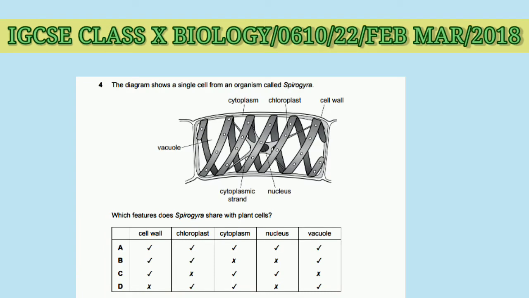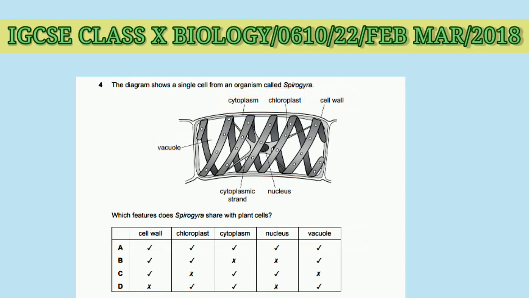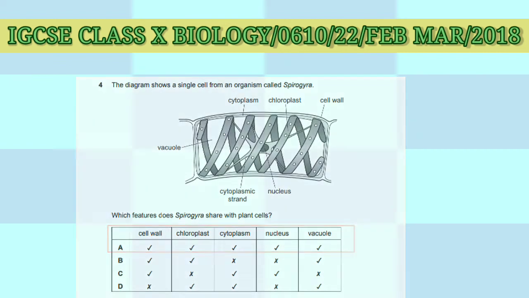Fourth question. The diagram shows a single cell from an organism called Spirogyra. Which features does Spirogyra share with plant cells? Cell wall present in both, chloroplast present in both, cytoplasm it is present in both, nucleus is also present in both, and lastly vacuole is also present in plant cell and Spirogyra. So correct option is A. Plant cells and Spirogyra both show presence of cell wall, chloroplast, cytoplasm, nucleus and vacuoles.